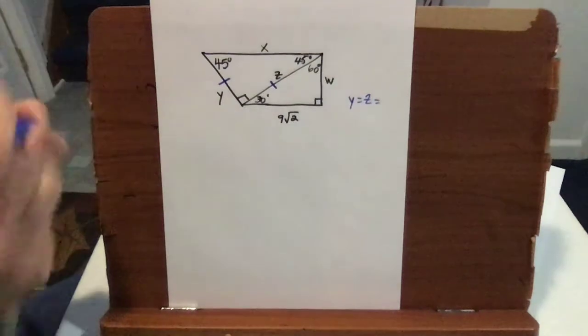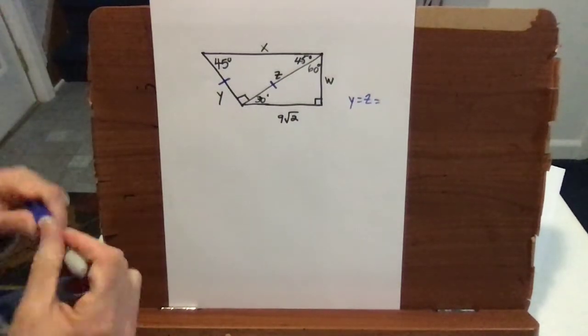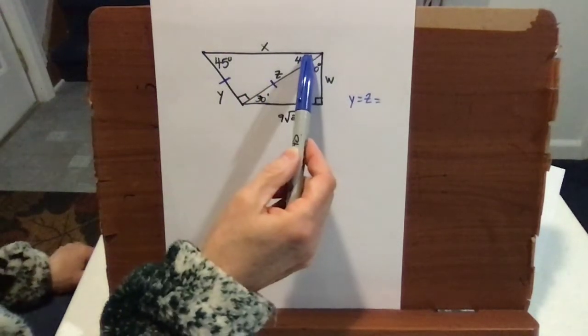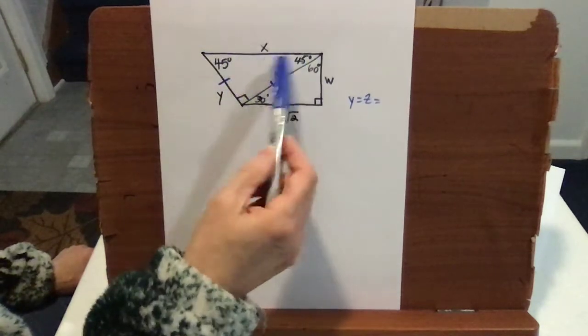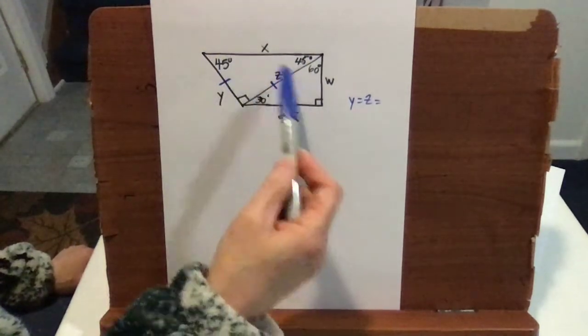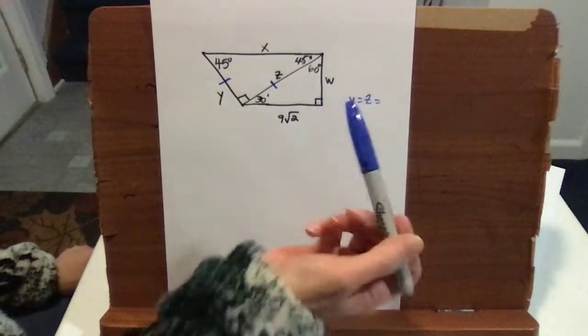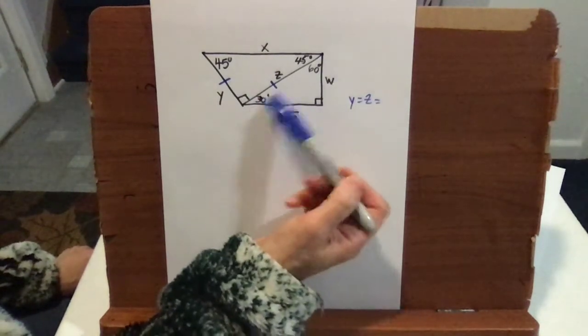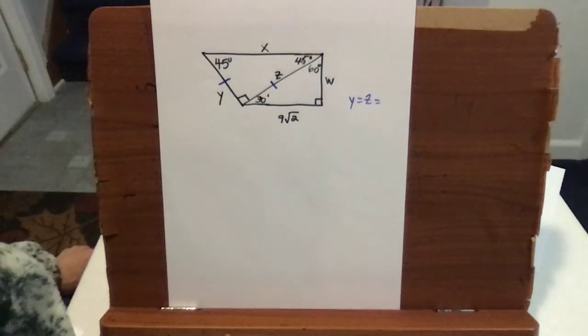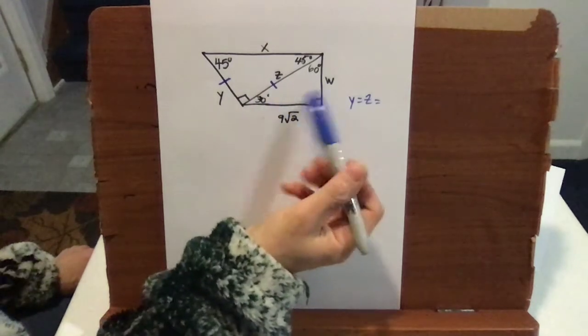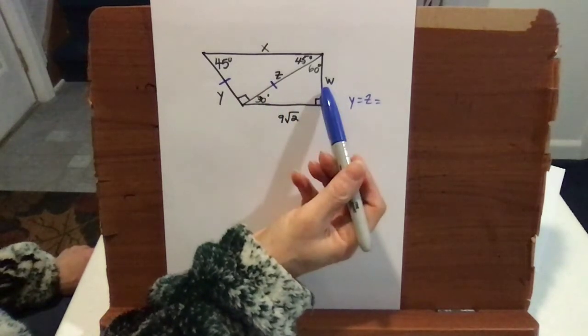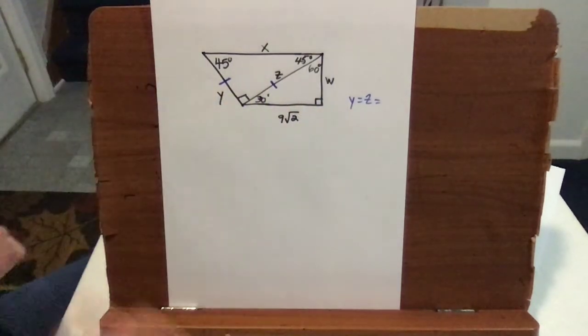And we'll find out what that is in a little bit. Now, x is the hypotenuse of our 45, 45, 90 right triangle, so right now we don't have any information to get it. So we have to back up and work in our 30, 60, 90 right triangle first. All right, so we need w, which is opposite our small side. We have our longest side of 9 root 2.